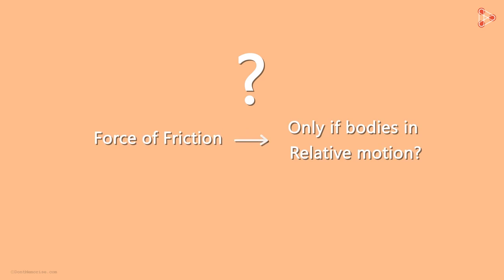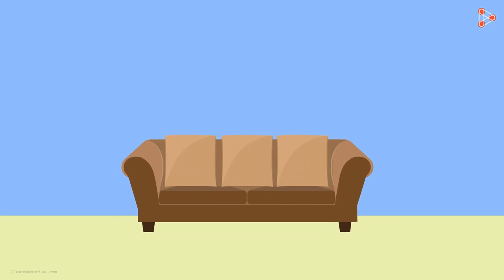I ended the previous lesson with a question. I asked you if the force of friction comes into play only when the two things are in relative motion. Let's discuss this in detail. Let's say you want to move the stationary sofa in your living room and the sofa is really heavy.